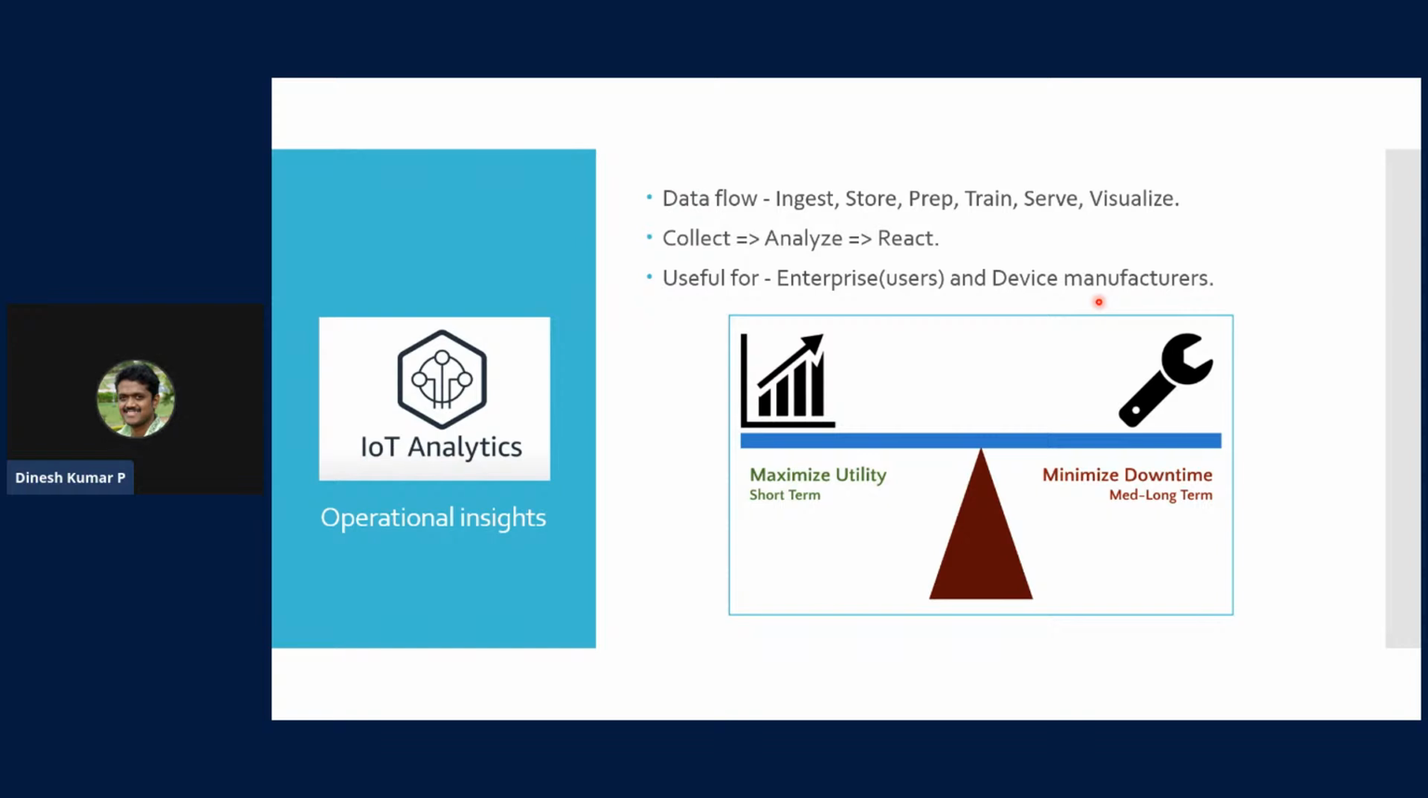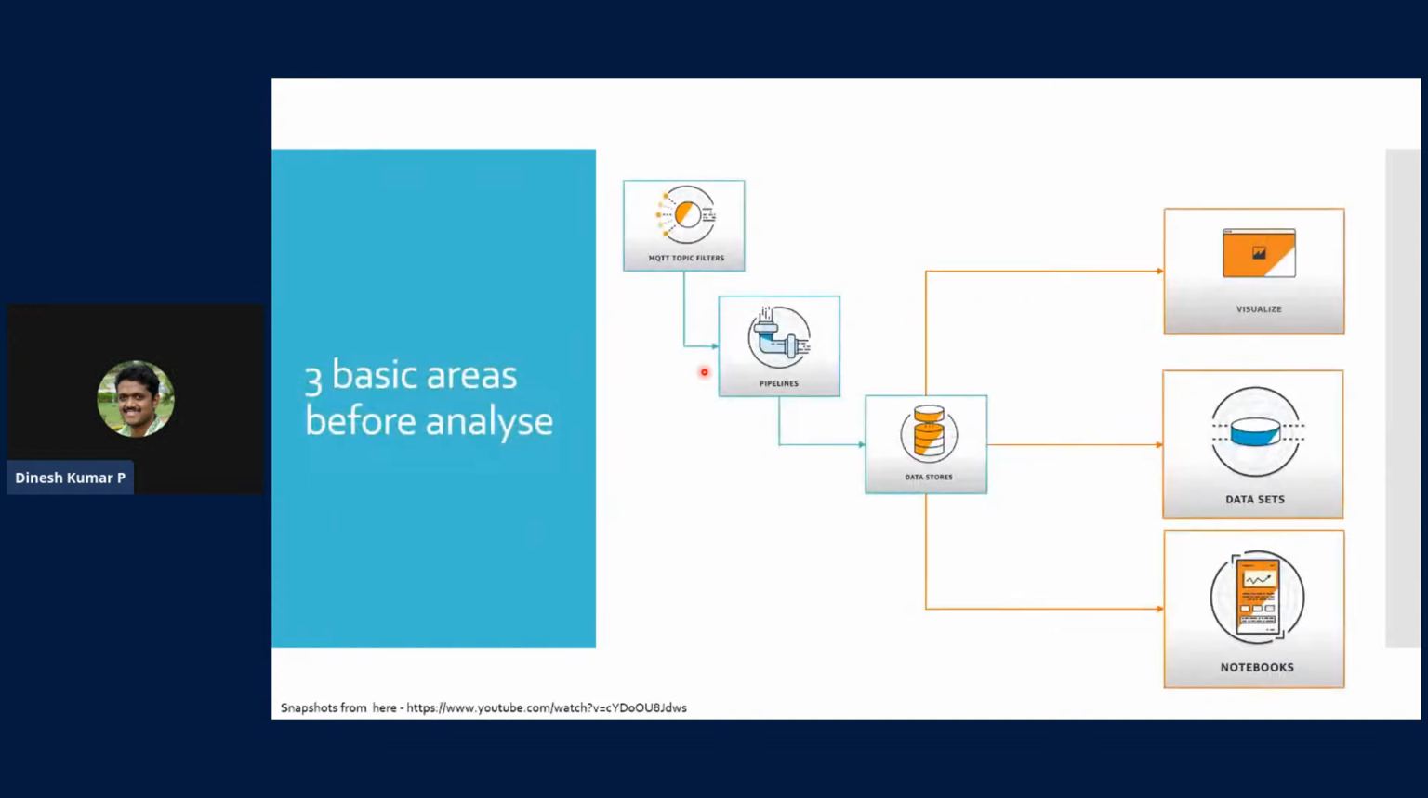So when they're getting a lot of telemetry data, obviously the device manufacturers will be able to maximize the utility and also minimize the downtime of that particular machine as well. So these are the main things where you get the operational insights out of doing IoT analytics. These are the three basic areas which happen before starting the analysis itself. Of course, this takes a lot of time as well.